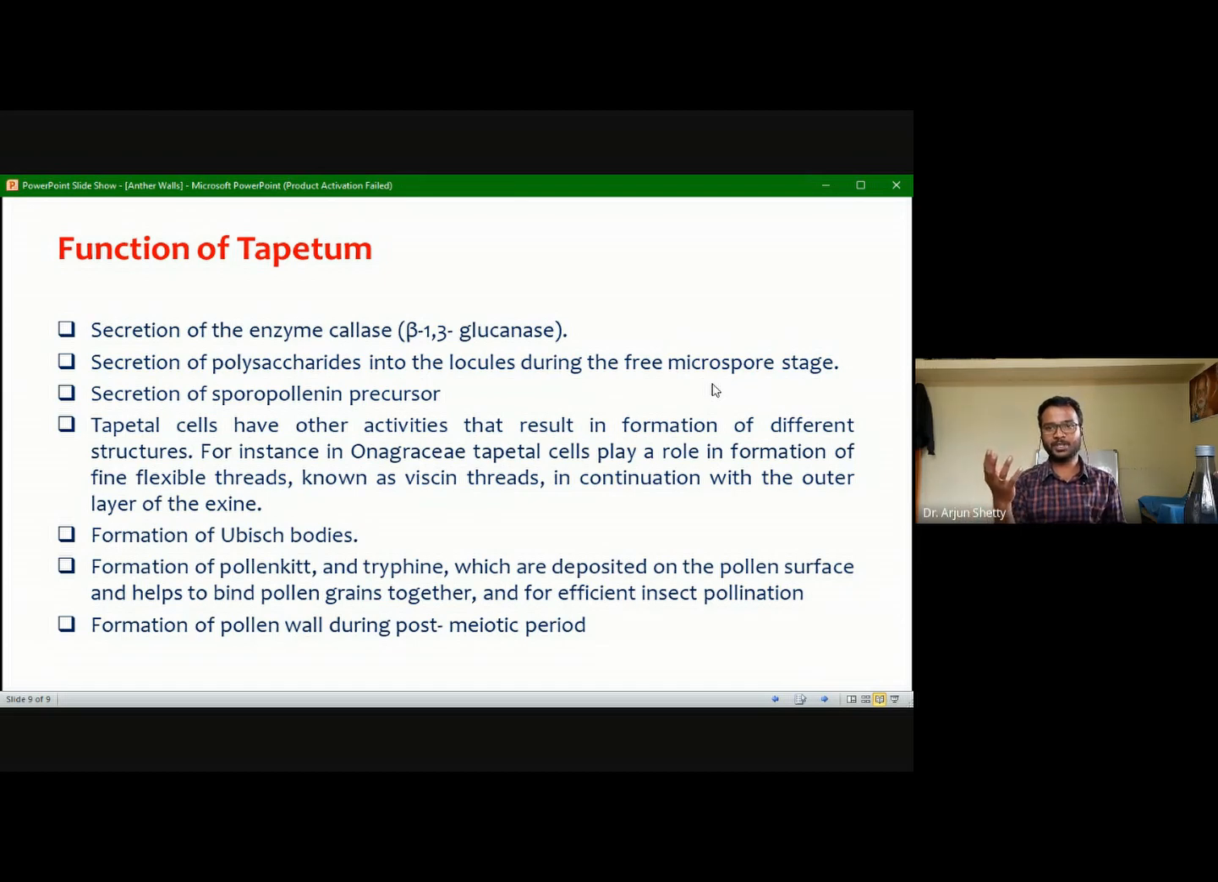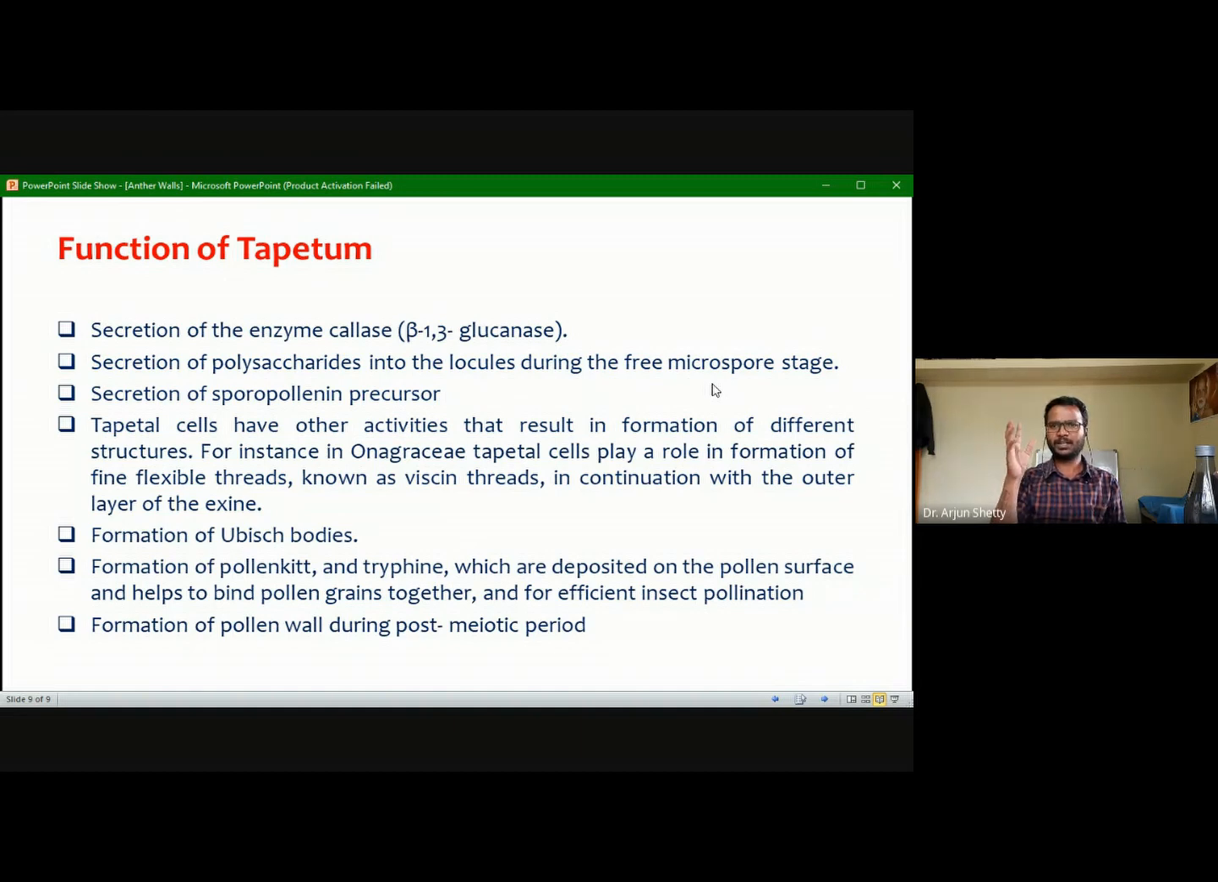As well as the formation of Ubisch bodies, which are complexes of pro-Ubisch bodies and sporopollenin, they rely completely on the tapetum, and also the formation of pollen kit. Let me tell you that pollen kit is nothing but the chemical compounds present on the exine. It may be tryphine, or it may be any of these cellulose molecules. It may be the sporopollenin precursor. It may be pro-Ubisch bodies. Altogether, these make up the pollen kit.